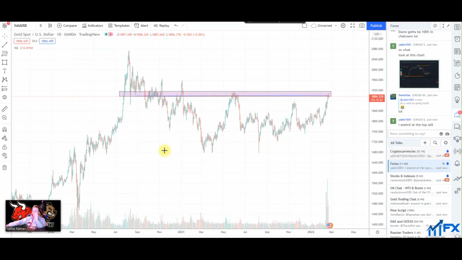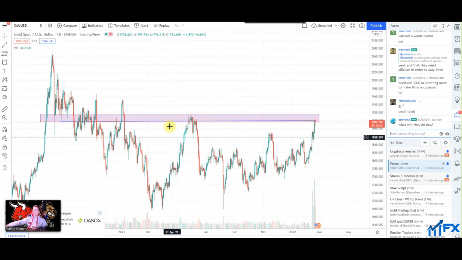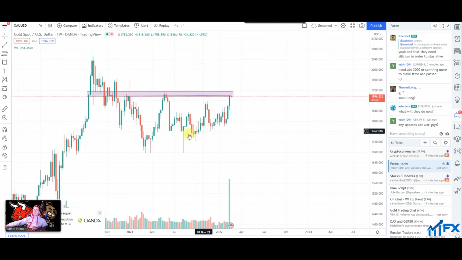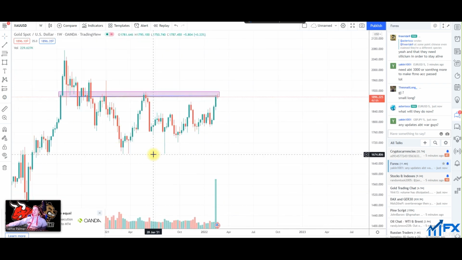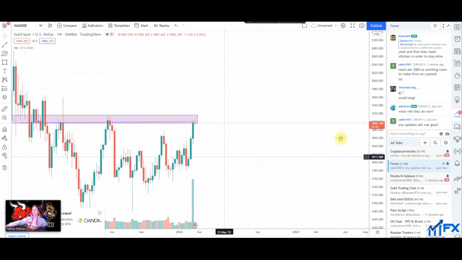So if we just head over to TradingView now, I've got gold loaded up on the daily time frame. And if we just load it up on the weekly time frame, okay, you can see I've marked up this area. But how do I go? Oh, here we go. Here.